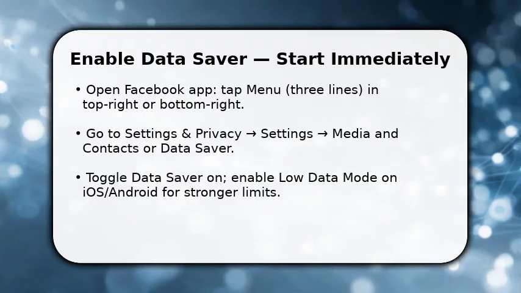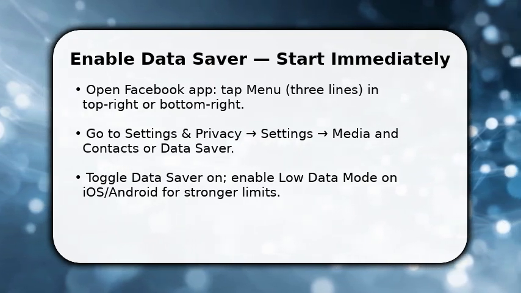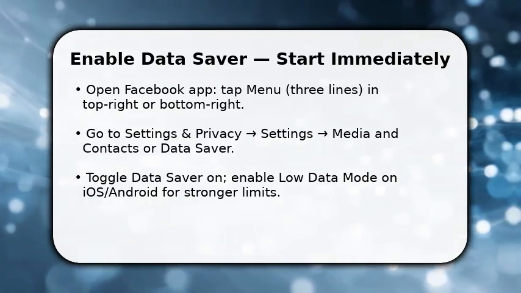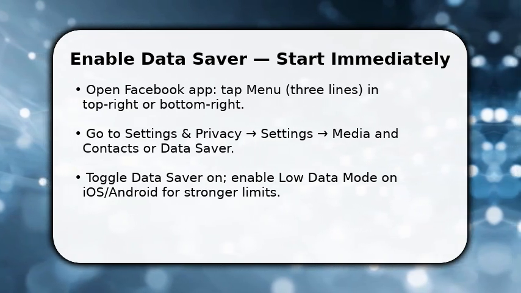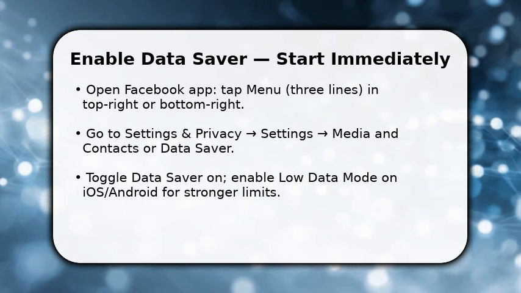You need the app and a logged-in account. Open Facebook now and go straight to Settings. Tap Menu, choose Settings and Privacy, then Settings, and find Media and Contacts or Data Saver. Turn Data Saver on immediately.